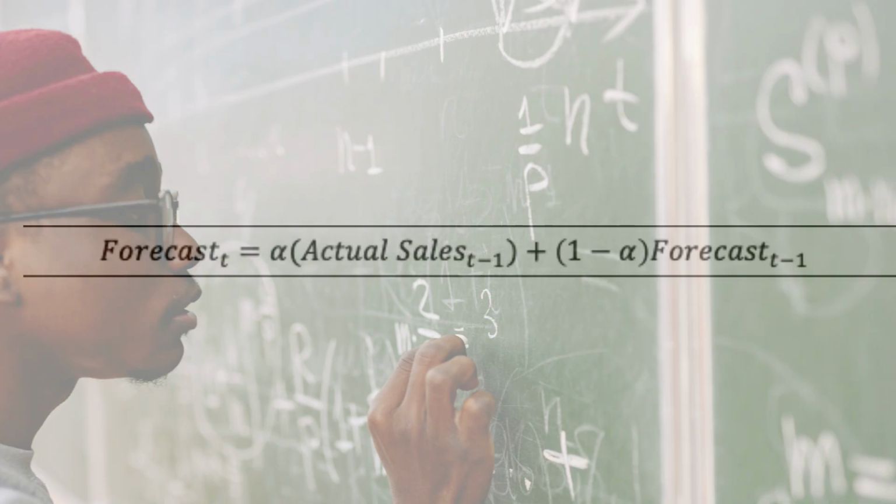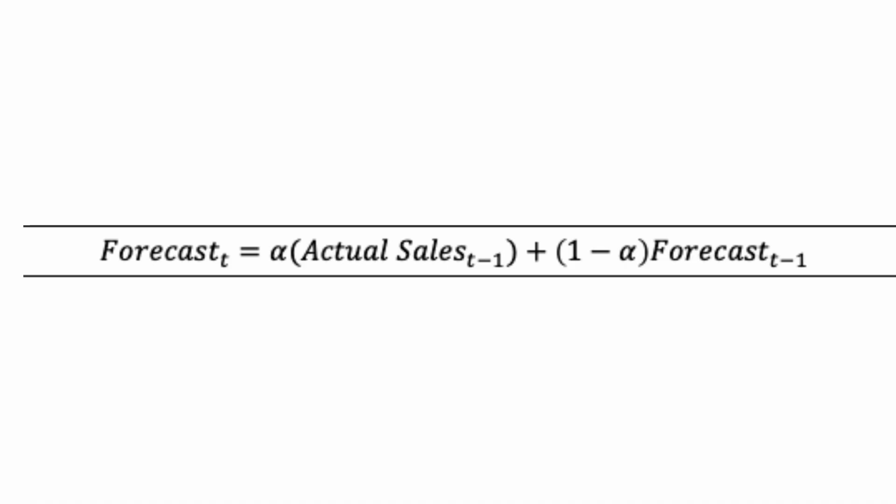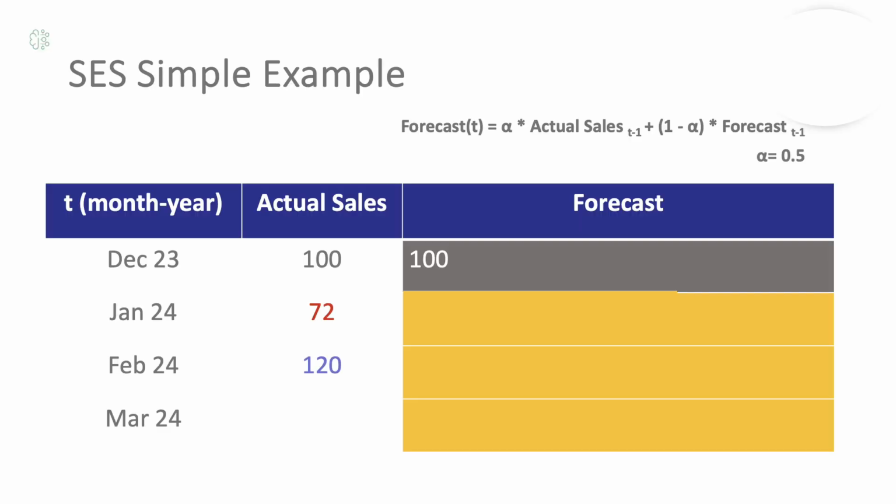So, our formula will be: forecast equals the smoothing factor, in this case alpha, multiplied by the previous period's actual sales, plus 1 minus the smoothing factor, 1 minus alpha, multiplied by the previous period's forecast. Let's see a simple example.